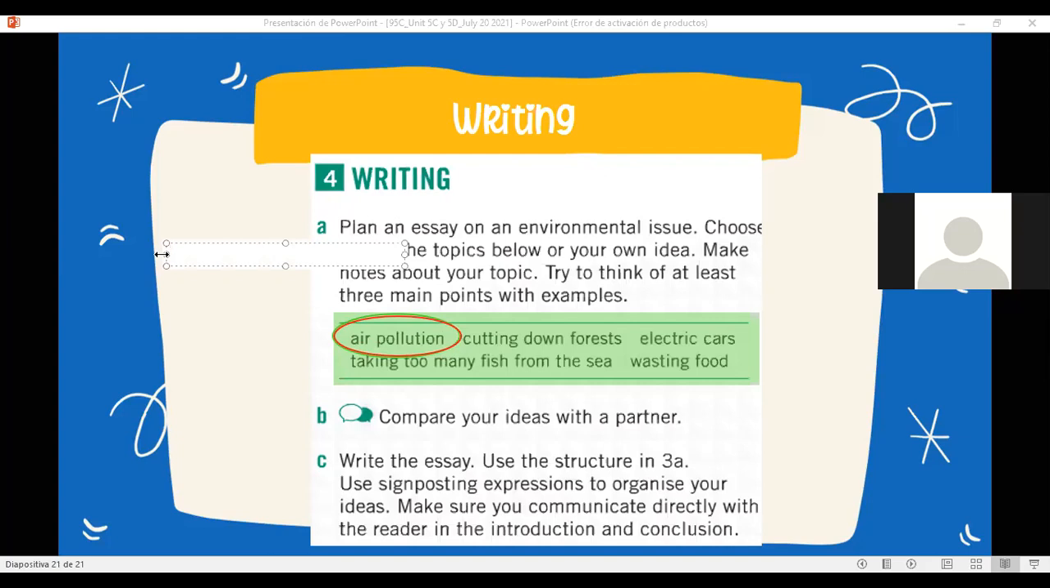For example, air pollution, silent killer. Let's see. This is going to be the title of my essay. ¿Sí? Este va a ser el título de mi ensayo. Van a tener que darle un título. ¿Sí? Ese título nos va a dar buena parte de lo que se va a tratar el ensayo. Es decir, ustedes están encaminando al lector acerca de lo que va a leer en las siguientes líneas, ¿no? Ese es el título, the title.